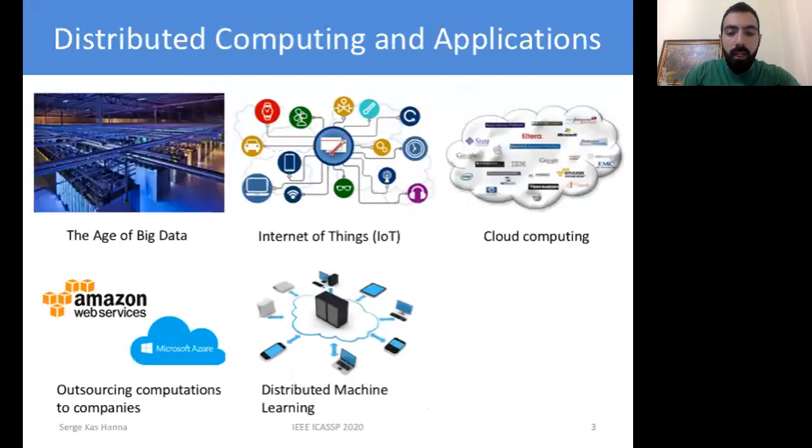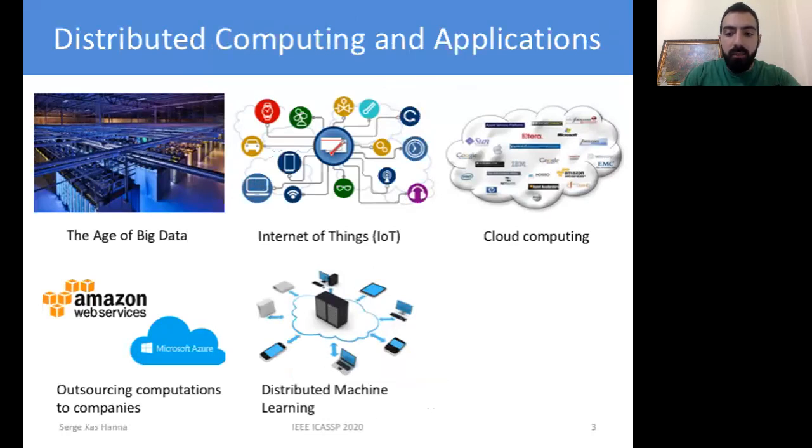So we are living today in the age of big data, and distributed computing is now present everywhere and has lots of applications. Sometimes this data is too large for one entity to process by itself, so we resort to distributed computing to make the computation tractable.